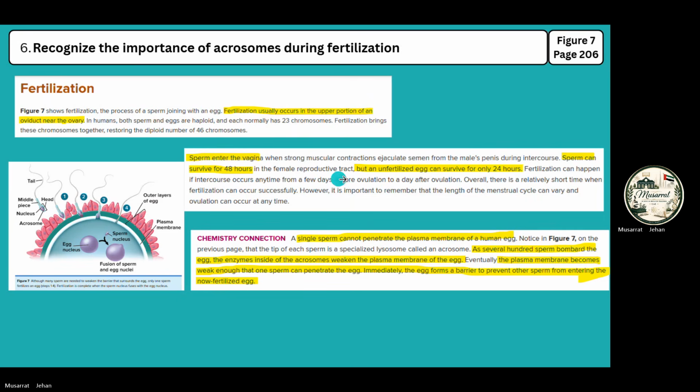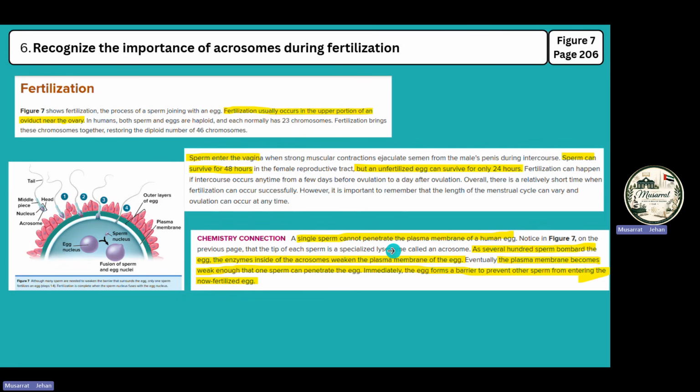Sperm can survive for 48 hours, but an unfertilized egg can only survive for 24 hours. So fertilization can happen when the sperm fuses with the ovum. Overall, there is a relatively short time when fertilization can occur successfully.